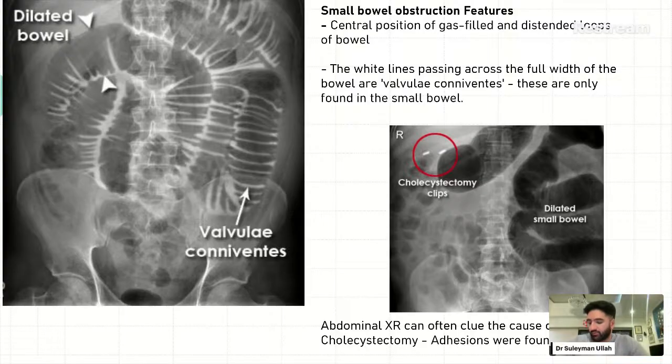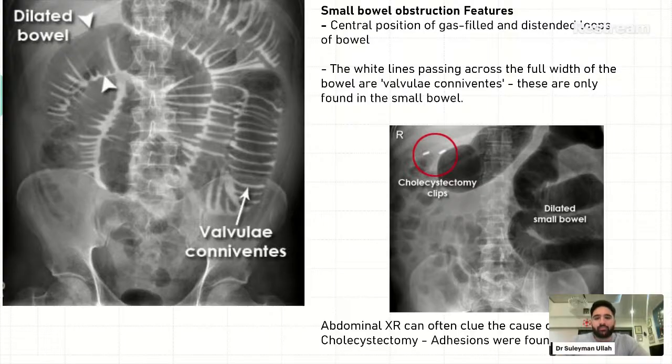Essentially, the way we can tell the difference between a large bowel obstruction and a small bowel obstruction, from a basic way of describing it, is that the lines go all the way through. So the bowel markings go all the way through. They're actually called valvulae conniventes. However, you can just say the lines go all the way through.